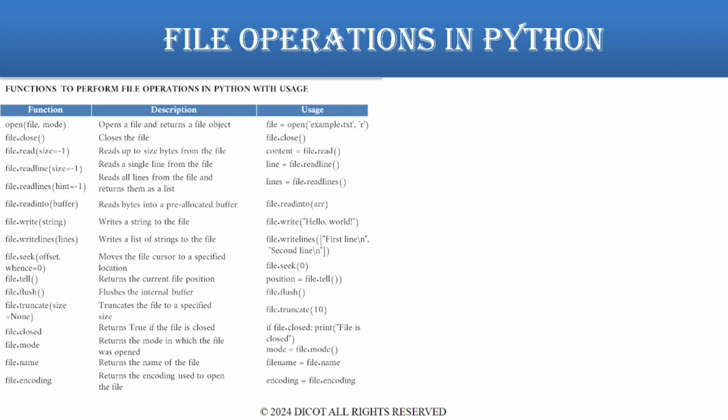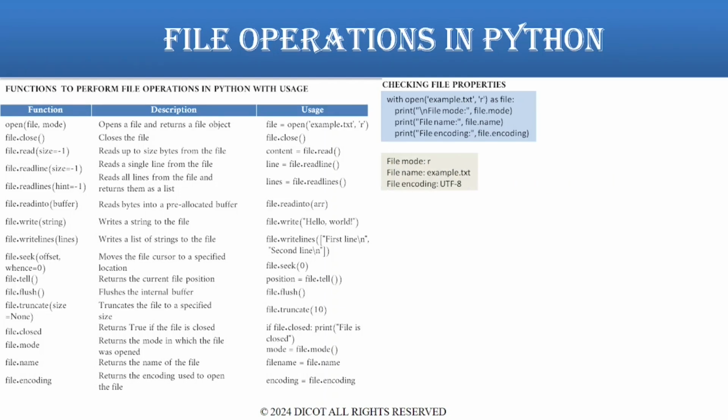Let's write a simple Python script to demonstrate checking file properties on the file example.txt. Open the file in read mode and then display the file mode, file name and the encoding. File.mode will provide us the mode of the file. File.name will provide us the name of the file. File.encoding will provide us the encoding of the file. The output in this case is file mode: r, file name: example.txt, file encoding: UTF-8.